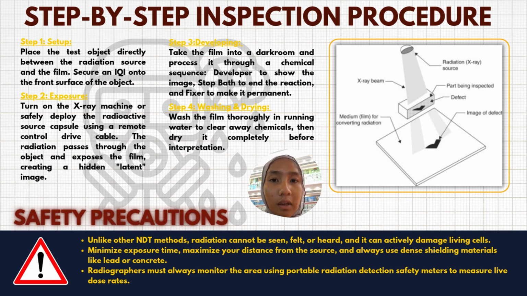And then the third step is the development. Take the film into a dark room and process it through a chemical sequence, which is a developer to show the image, stop bath to end the reaction, and fixer to make it permanent.